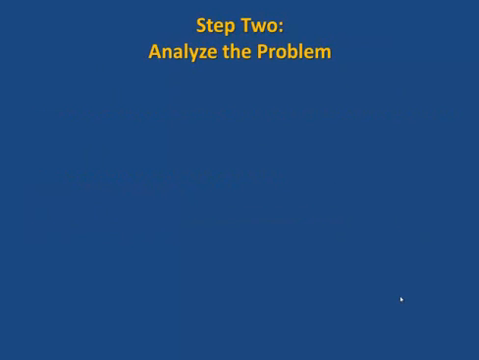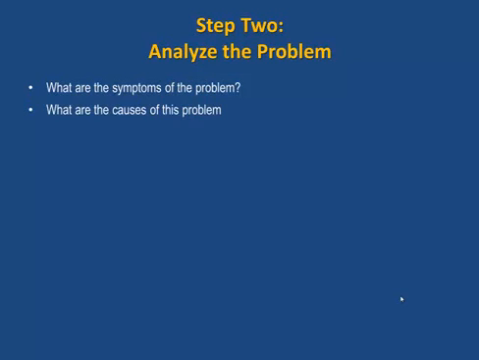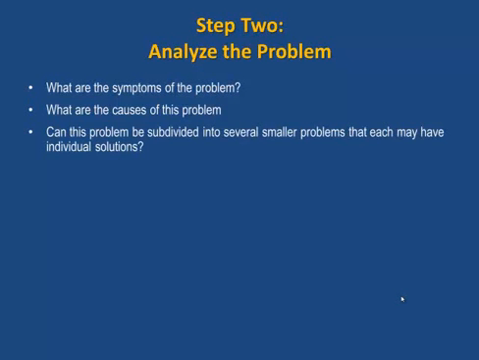Now, the second step is to analyze the problem. What are the symptoms of the problem? Well, when you're looking at the target audience, what are the symptoms of the problem? What are you going to have to do here? What are the causes of the problem? Can we break this into smaller problems? For a little problem like target audience, maybe not. But for a bigger problem like what software should we use or how should we create this advertisement, those are quite different. So you might want to look at those a little differently.